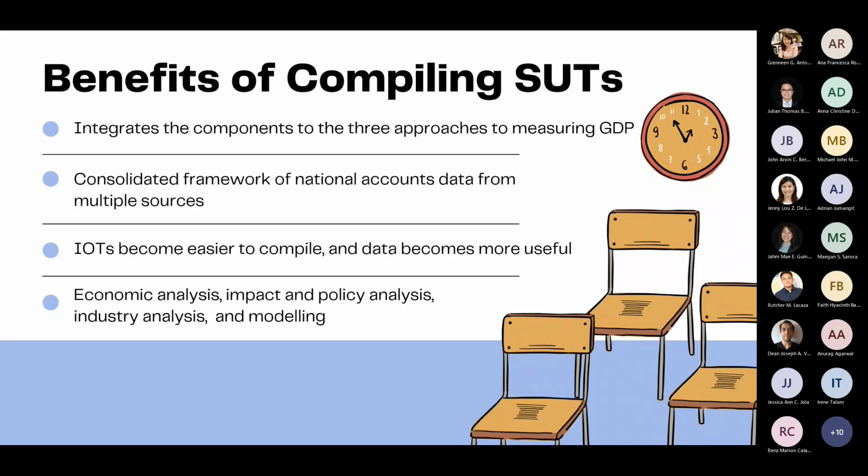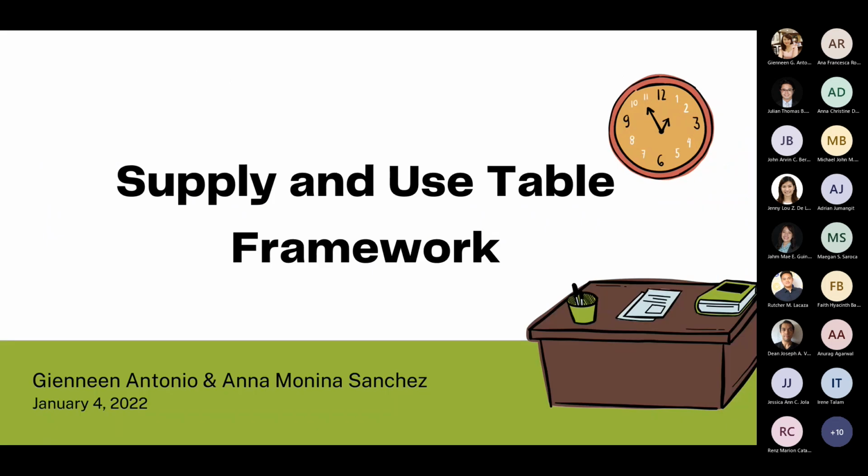And that also wraps up the discussion for the SUT framework. Here we simply scratched the surface. There are still a lot of nuances, a lot of things to be said, a lot of sources of data to be considered when compiling each component of the supply and use table. But we hope that the discussion today gives you an idea of how interesting and fun it is to compile supply and use tables, and most importantly, how important it is that we start with the compilation of SUTs before we do our IoTs. And how, of course, all our work here is centered on the data that we gather available in the SUTs.